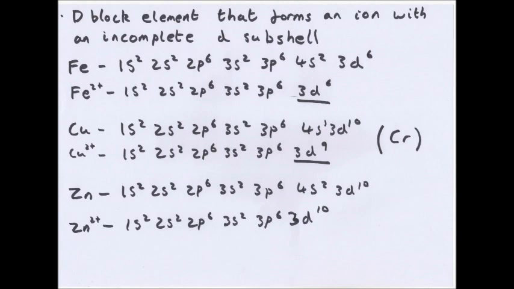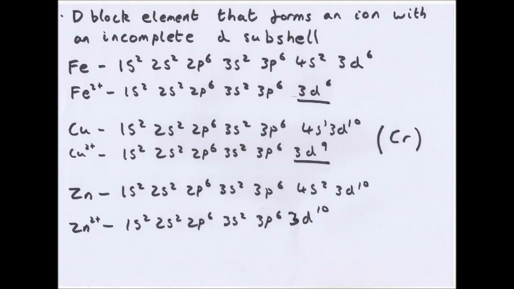A transition metal is a d block element that forms an ion with an incomplete d subshell. The d block in the periodic table is the bit between group 2 and group 3, the elements from left to right on the top row, scandium to zinc. We'll look at zinc and why it isn't a transition metal.